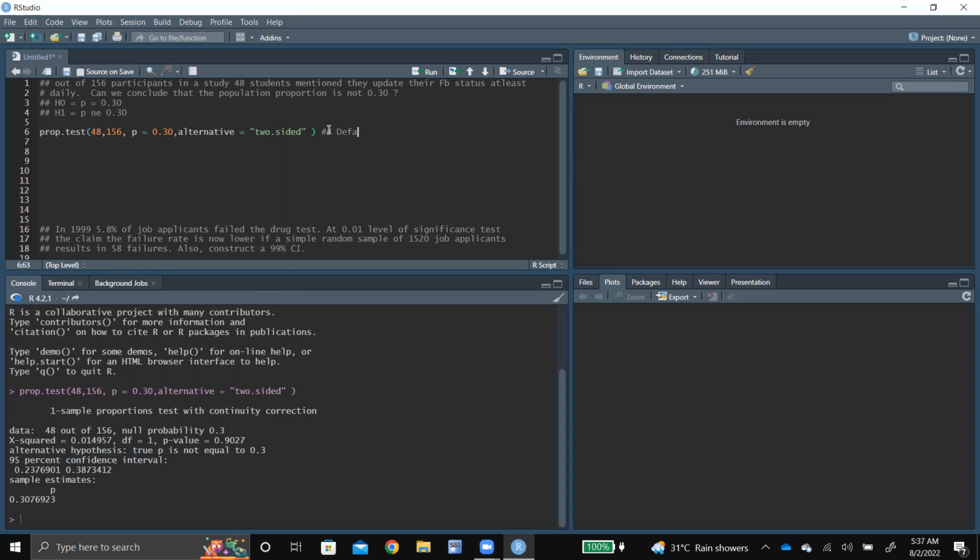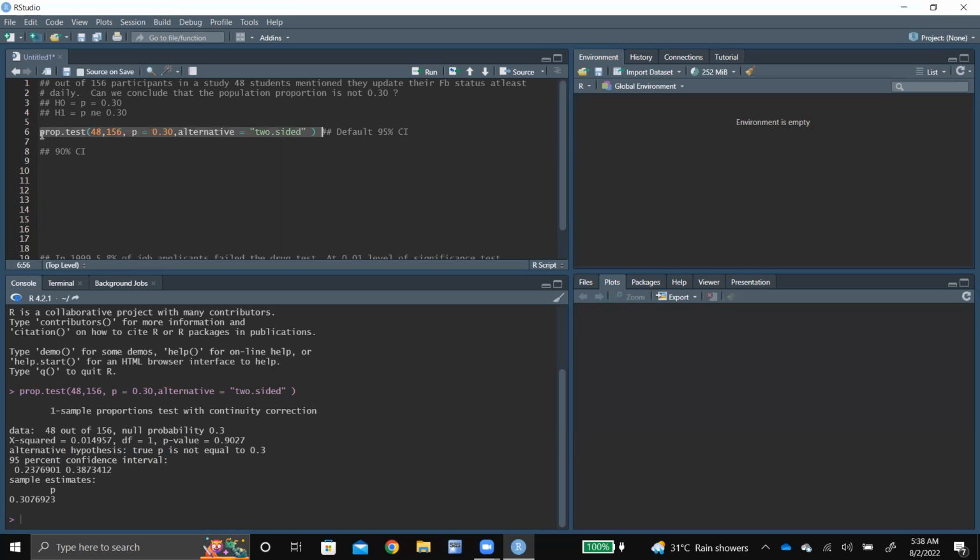So the default is a 95% confidence interval. However, if I want to have a 90% confidence interval, to do that everything remains the same. So I will copy this prop.test. The only thing that changes over here is the value of your prop. So to do that, I will use an argument called conf.level.